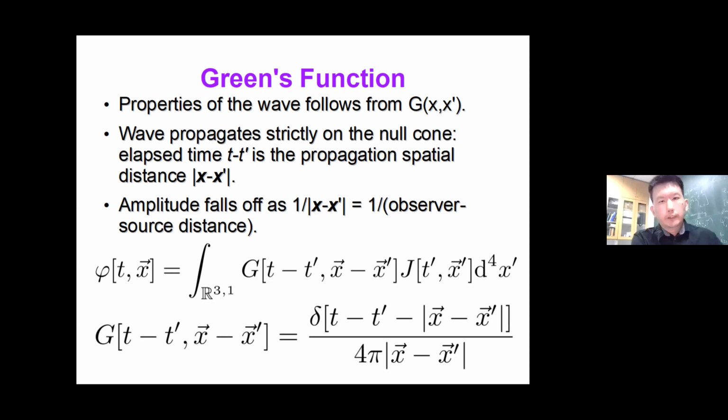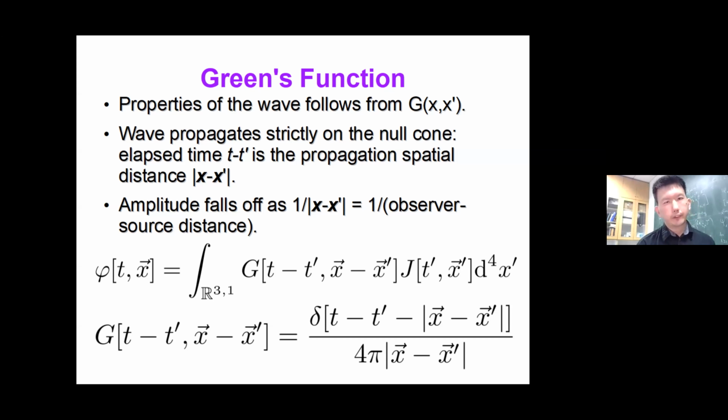And in other words, that just tells you that in 4 dimensions, massless particles do in fact propagate strictly on the light cone. And moreover, you can see that there's a 1 over distance multiplied to that delta function. And so that tells you also that the amplitude of the wave in 4 dimensions falls off with 1 over the distance between source and observer.